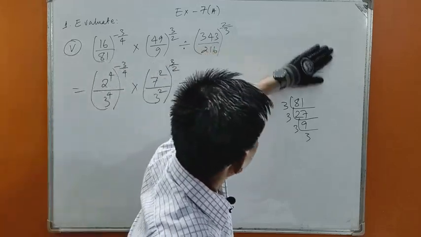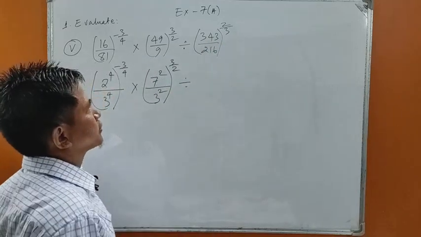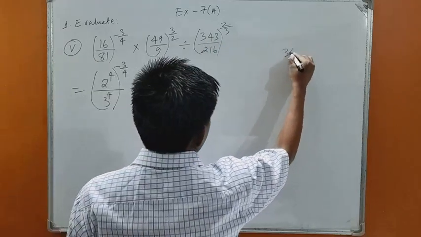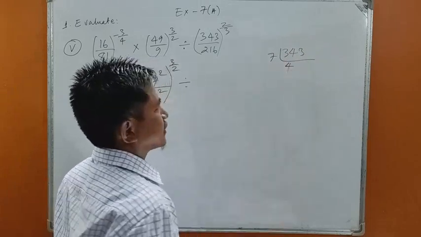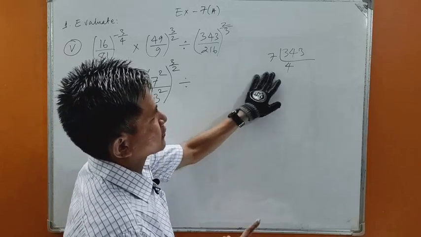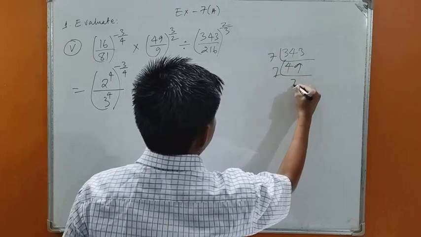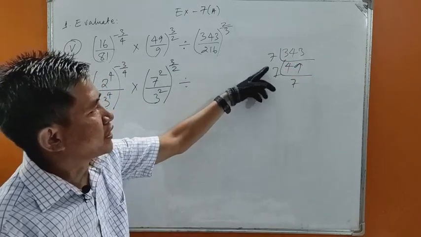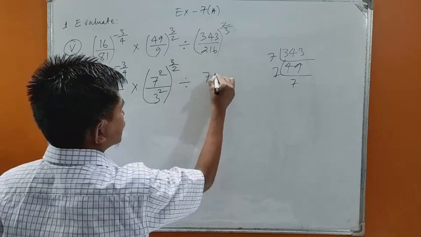343. 343 means, I think, 7 cubed is 343. 7 4s are 28, 6 left, 63. 7 9s are 63. 7 7s are 49. So 7 multiplied 3 times gives us 343. Instead of 343 I write 7 cubed.